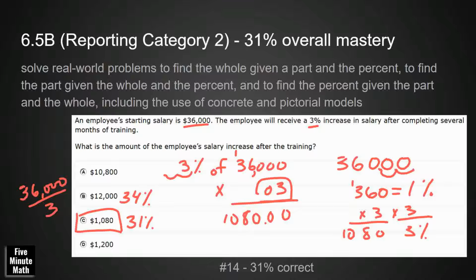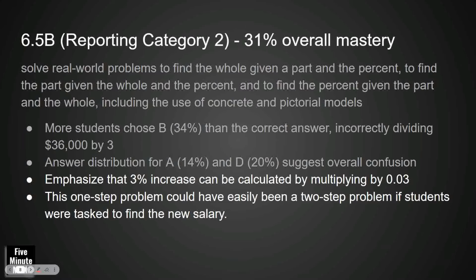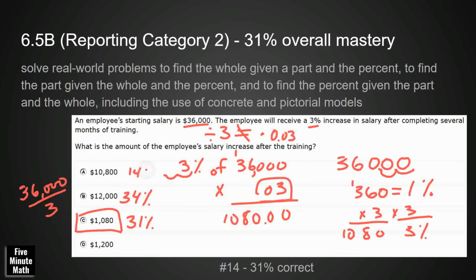So dividing by 3 is not the same as multiplying by 0.03 or 3%. Those are not the same. They both involve the number 3, but they're not the same. That was the challenge for students. And then when we had 14 and 20% here, that just lets me know that for the most part, we were pretty confused. Students had a little bit of thought going into B and C, but other than that, this was pretty difficult for students all the way across. They weren't sure how to approach this problem, and they were given the whole, right? And they were given a percent, and they needed to find the part. What was that part?